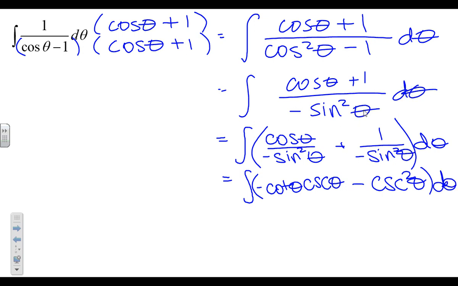Antiderivative of negative cotangent cosecant. Antiderivative of negative cosecant squared.